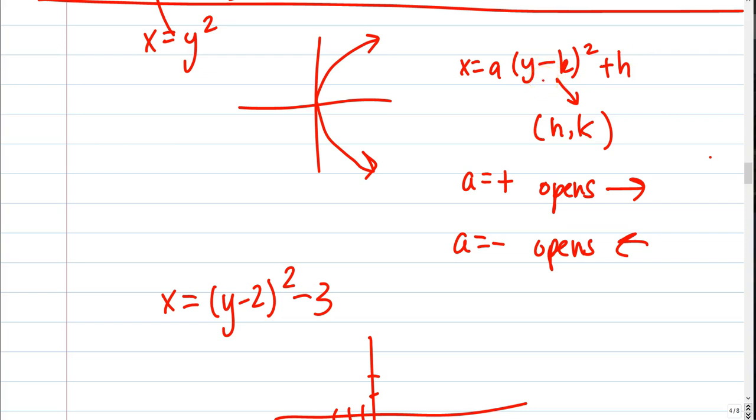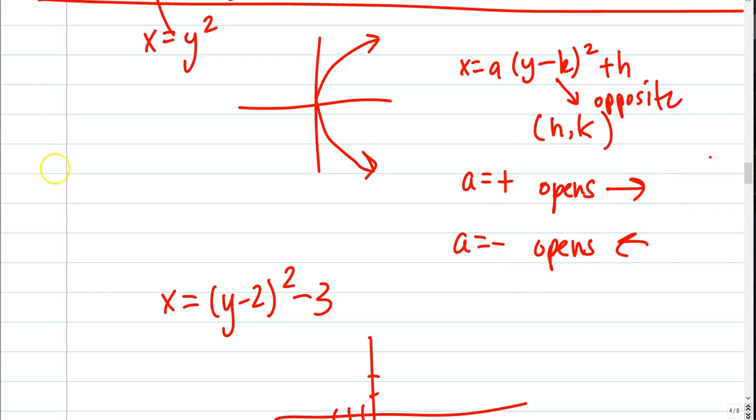Last time, the vertical shift is with the y. Last time, the horizontal shift was with the x. This time, the vertical shift is the one that is opposite. Gets a little confusing, but like I said, this is actually kind of the more standard form. The a does the same thing. It reflects, so if it's positive, it opens to the right. Negative opens to the left. But the rest of it is basically the same.